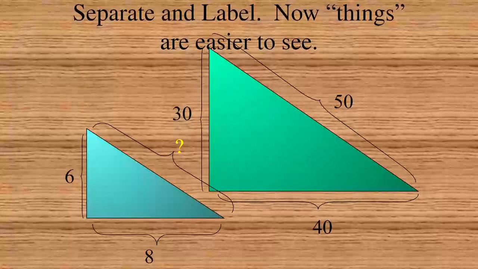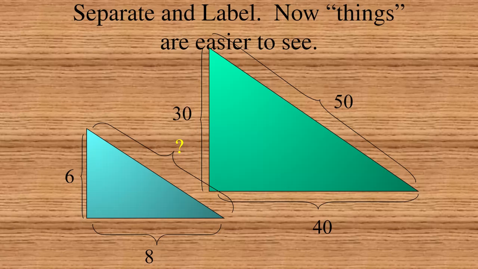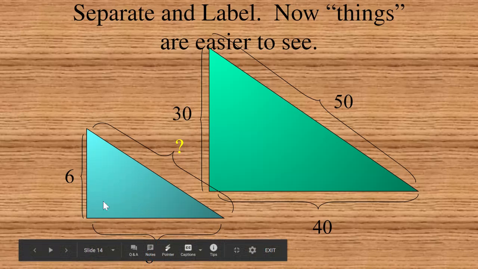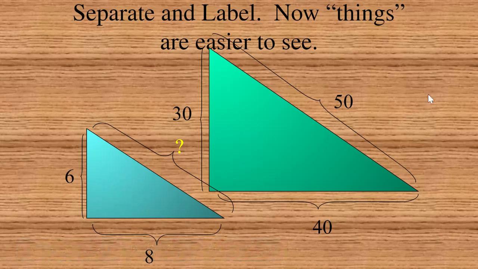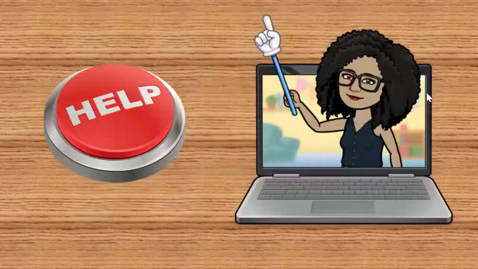I can identify my corresponding sides. I can identify the measurement of each side of my figure. And I'm now ready to set up my proportions in order to determine the missing side. Remember, I have two different ways that I can set up my proportion: within the figure or between the figures.